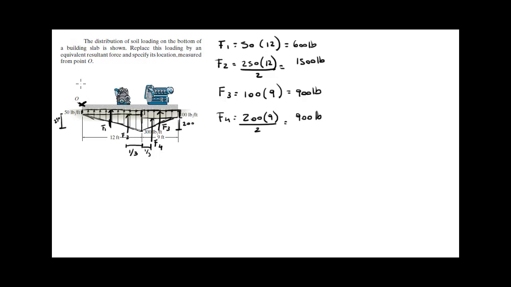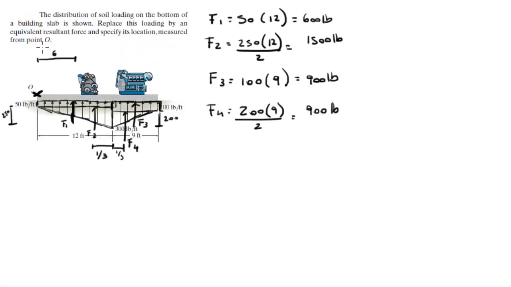So now we need to find the lengths at which these forces act about O. Let's go to F1. This length for F1 is equal to half of the length of the thin rectangle, which is 12 divided by 2, is 6 feet. The second force acts at the length of the triangle minus 1/3 of that length. 1/3 of the length of 12 is 4, so it would act at 8 feet.